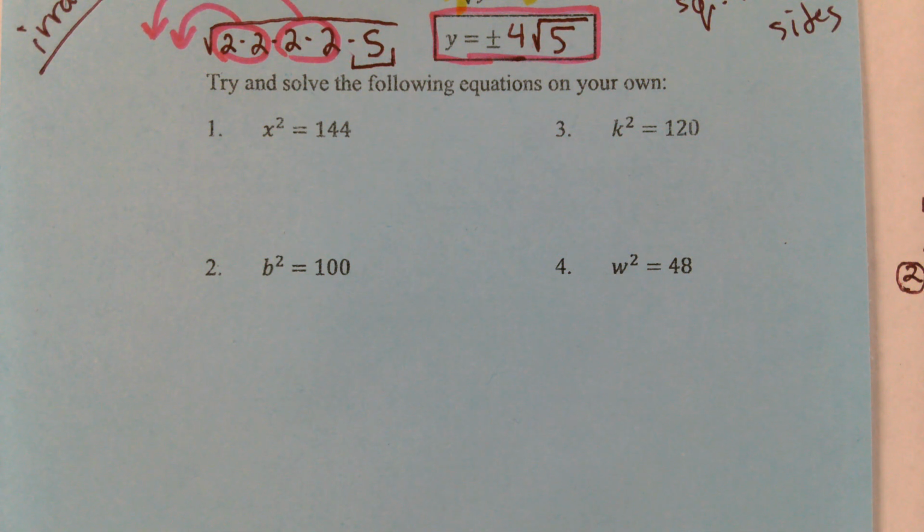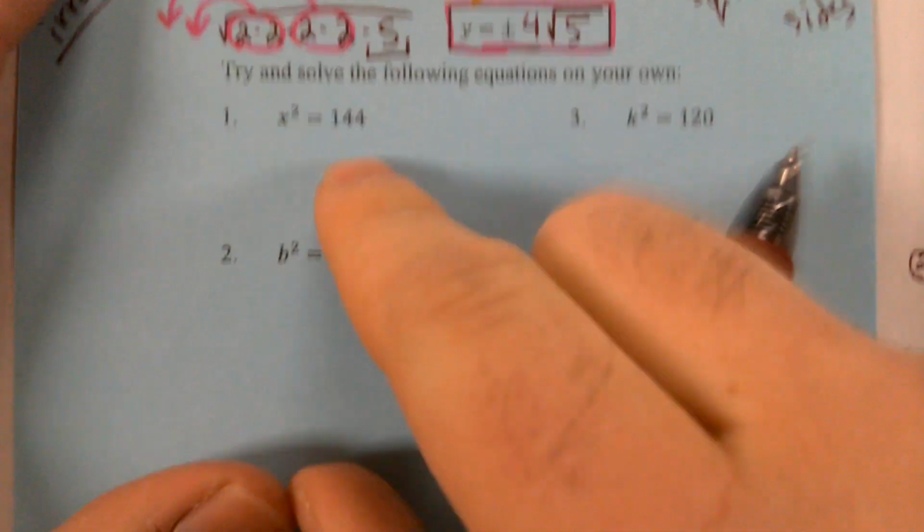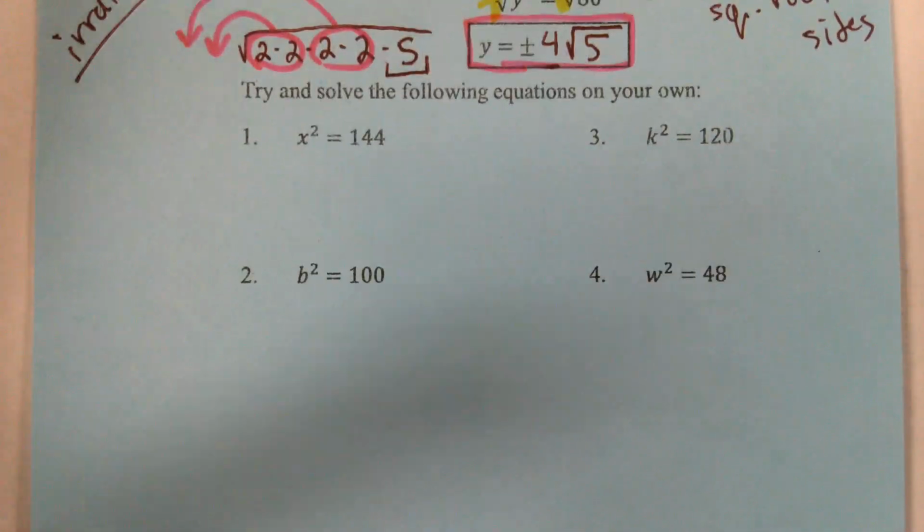So with this one, because these are perfect squares, we take those 12s out, and we don't have a square root. That brings up a good point. Let's go ahead and talk about this real quick. So, I probably should have modeled one of these for us. That's my bad. So let's take a look at number 1. We got x squared equals 144.